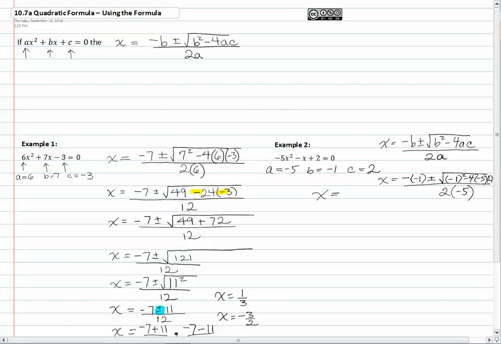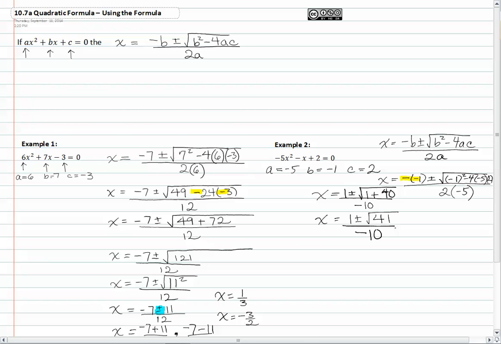So x is equal to a negative times a negative right here is a positive. So 1 plus or minus the square root. 1 squared is just 1. A negative times a negative is a positive. 4 times 5 is 20. 20 times 2 is 40. And 2 times negative 5 is negative 10. From here, we can simplify the radical just a little bit more. 1 plus or minus the square root of 41 all over negative 10.